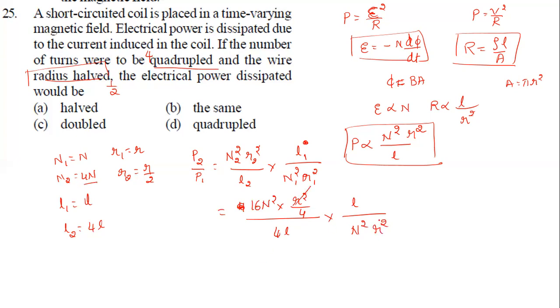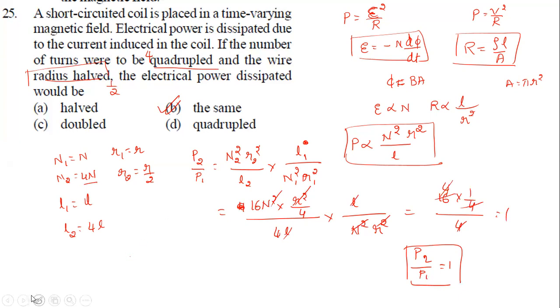Now here R square, N square, L and L are going to cancel. This leaves 16 into 1 by 4 divided by 4. So we got what now? Finally, P2 by P1 is equal to 1. So if the ratio is 1, it means there is no change. Initial how much is there? Finally how much is there? So option B is the right option. It will remain the same, no change. That is P2 by P1.